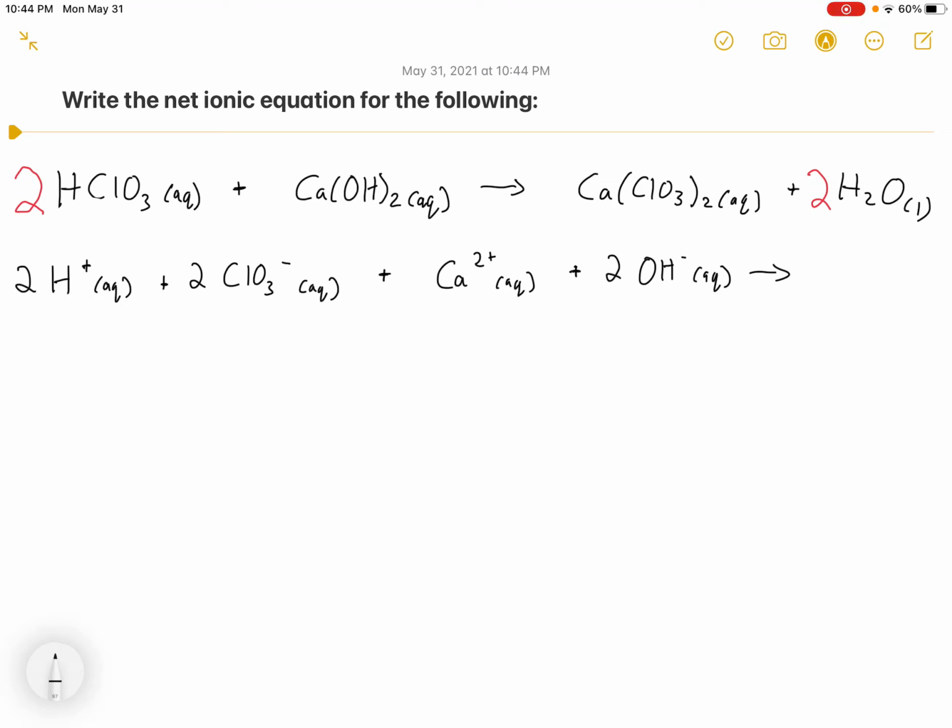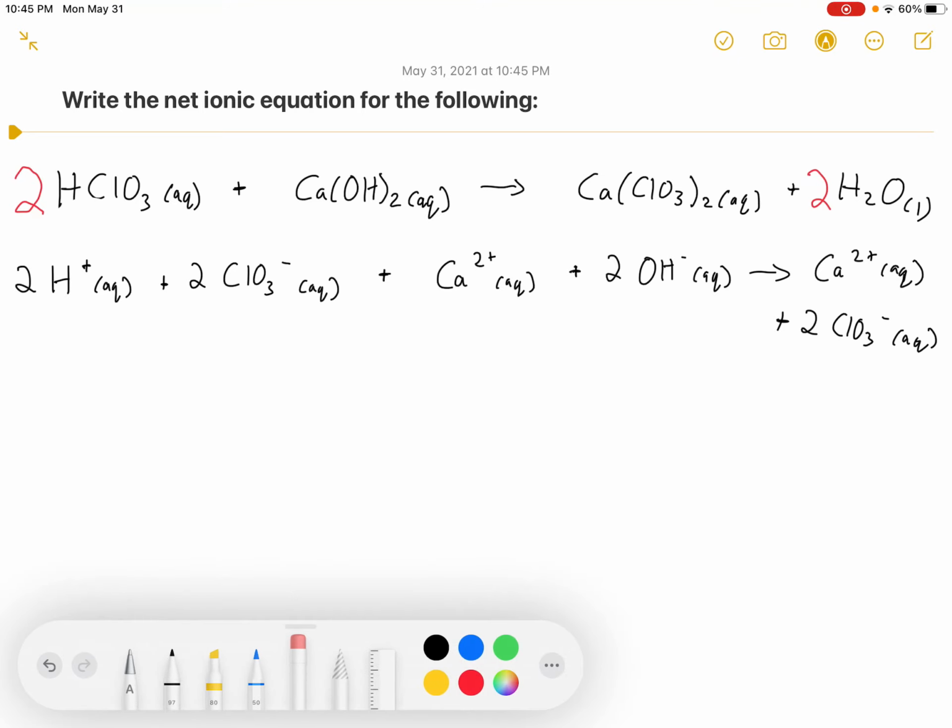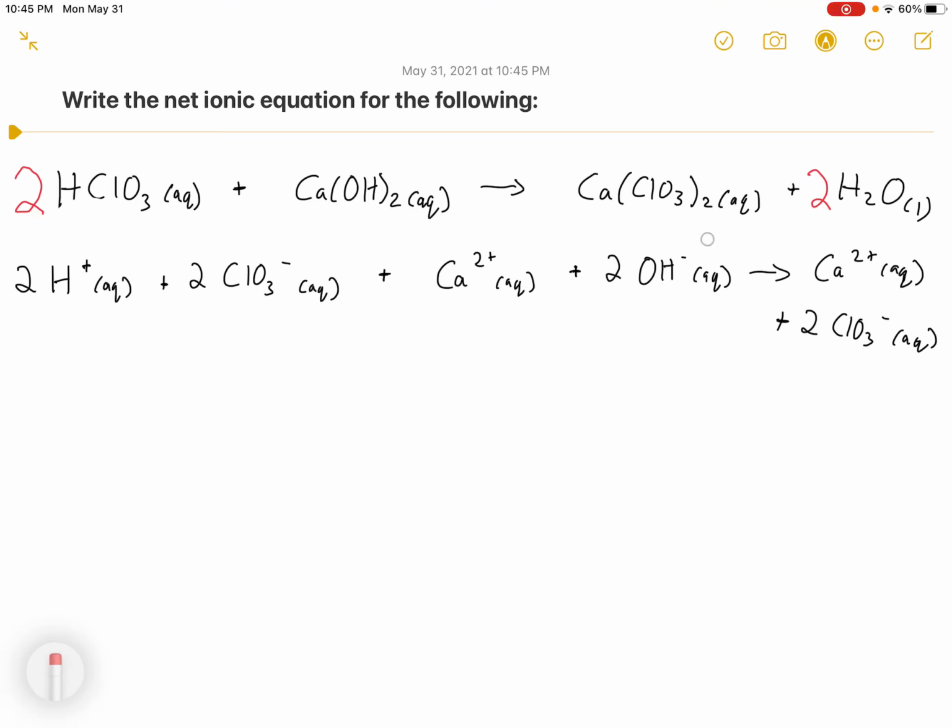And then we're going to move to the right side. So we will see the calcium chlorate. We're going to have 1 calcium cation being produced there. And we're also going to have 2 chlorate anions being produced from the calcium chlorate. Again, there's got to be 2 because we have 2 of the polyatomic chlorate ion. So there's 2 of them there.